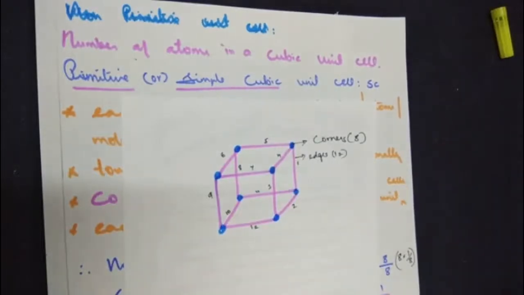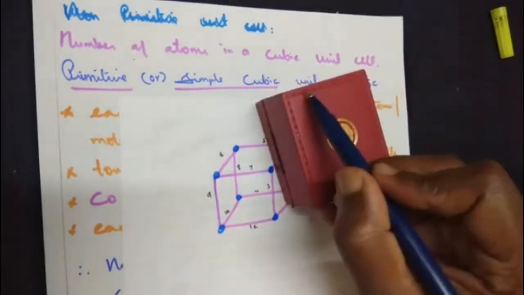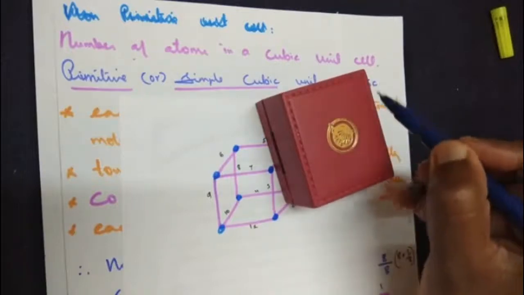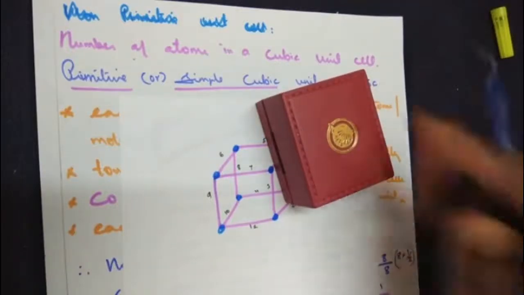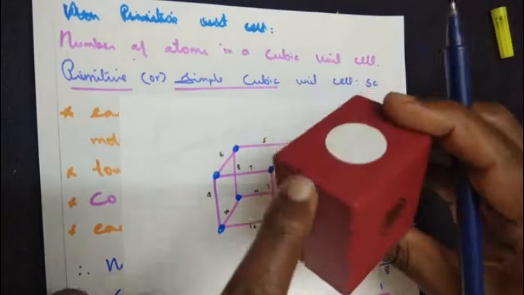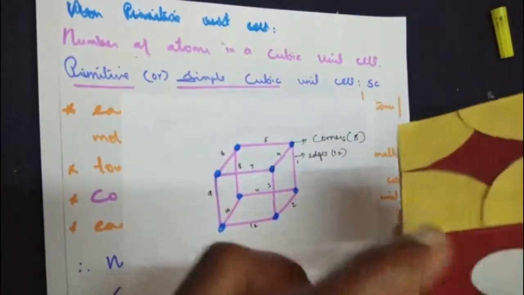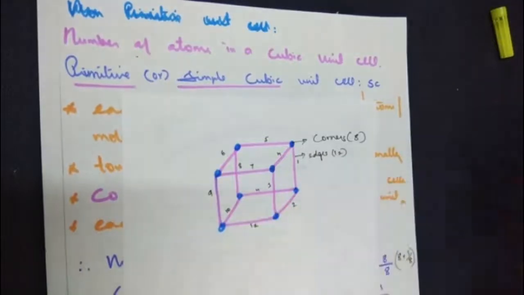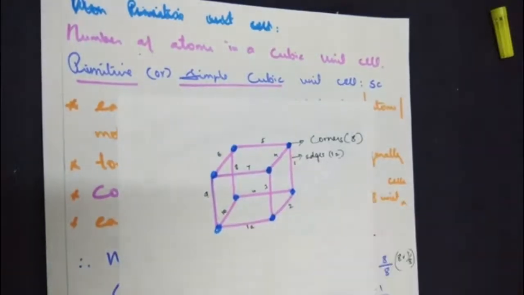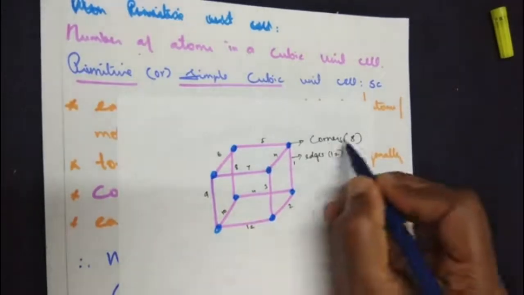So you understand, when I say edges here, I'm just counting. This is one edge for me. 2, 3, 4, 5, 6, 7, 8, 9, 10, 11, 12. So 12 lines are there. We call them an edge length or a lattice constant. So edges are 12, corners are 8.